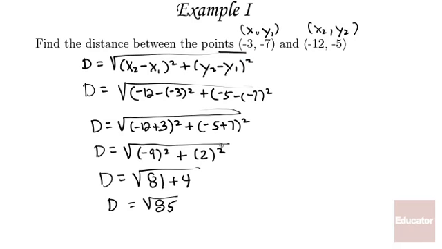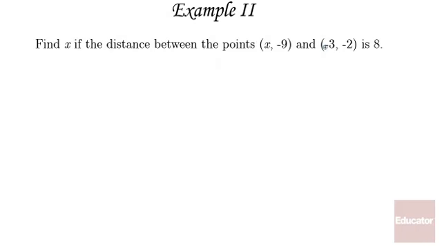So that's a simple application of the distance formula to find the distance when given 2 sets of points. In this next example, we are given the distance and we're asked to find the x-coordinate for one of the points. So find x if the distance between the points (x, -9) and (-3, -2) is 8.